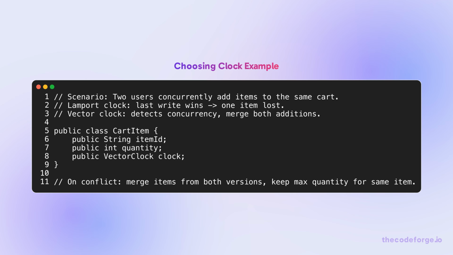With Lamport clocks, concurrent writes cause lost updates. With vector clocks, you detect concurrency and merge both additions. The decision depends on whether you can tolerate lost updates.